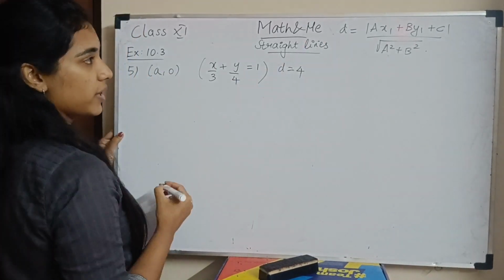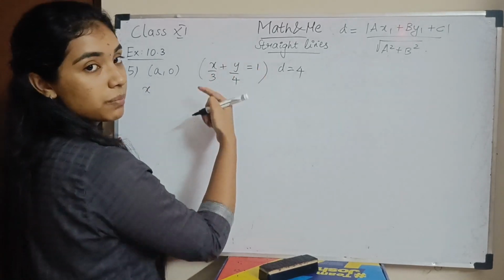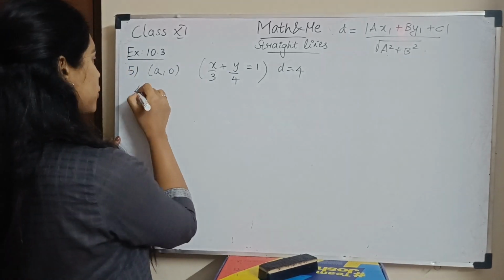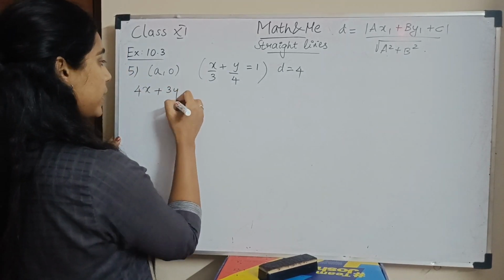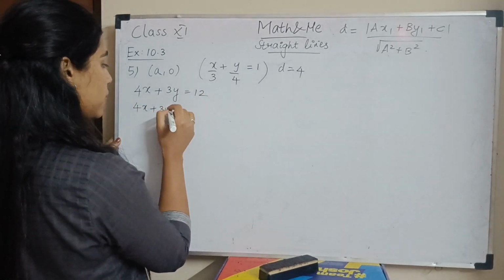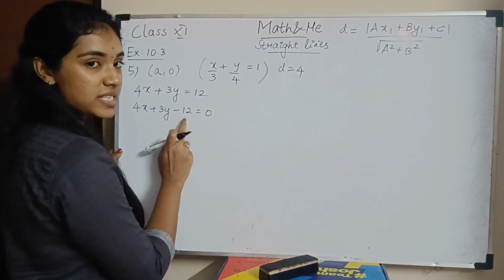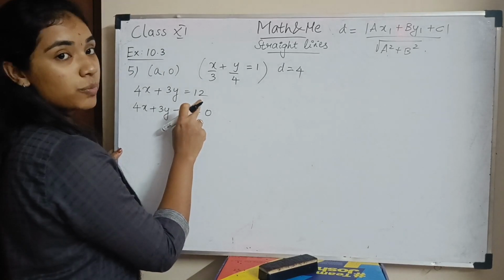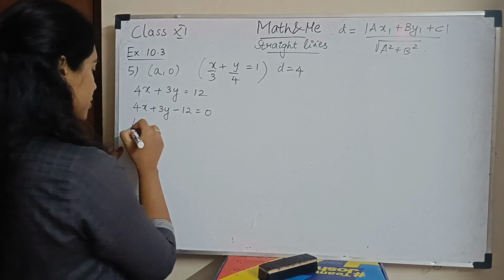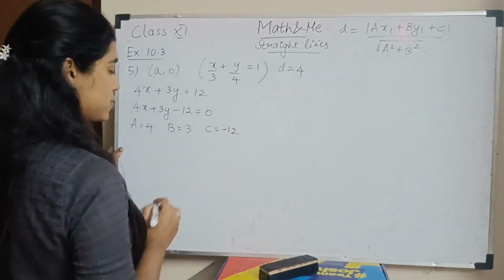So use the same formula. First, let me simplify this equation. Let me bring it in the form ax plus by plus c. So 4x plus 3y equals 12. 4x plus 3y minus 12 equals 0. Always remember it is ax plus by plus c equals 0. Never take your value to be c when the value of c is to the right of the equal to symbol. Okay. So your a is 4, b is 3, c is minus 12.